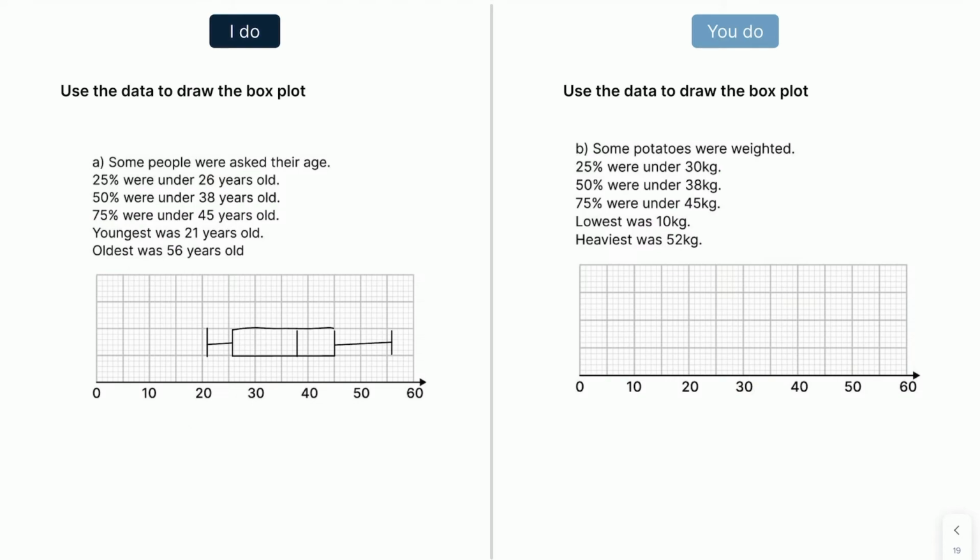Yep, again, press pause, and I've got the example on the right. So 25% were under 30 kg. So that's your lower quartile. 50% were under 45. That's your median. And then 50% were under 38 is your median. So that's there. The lowest was 10. The heaviest was 52.